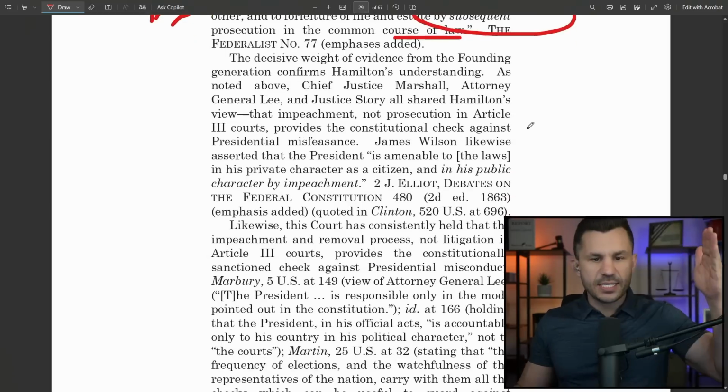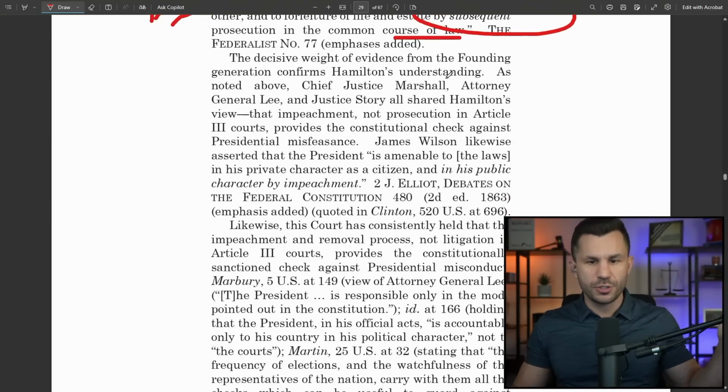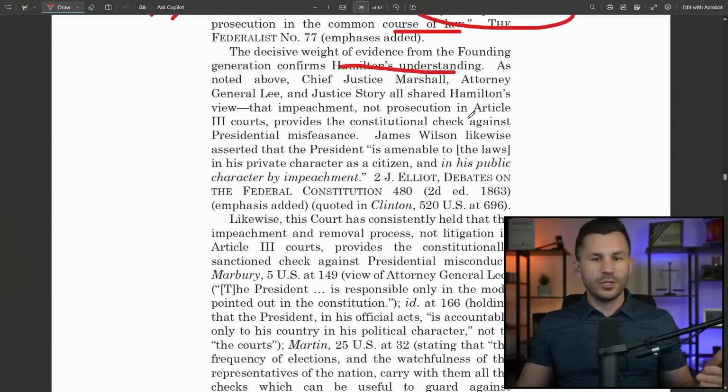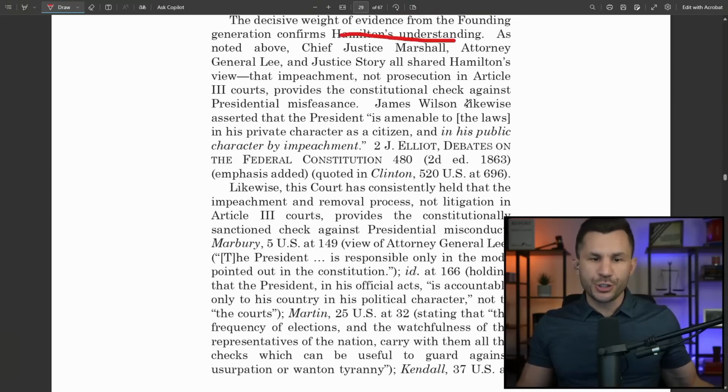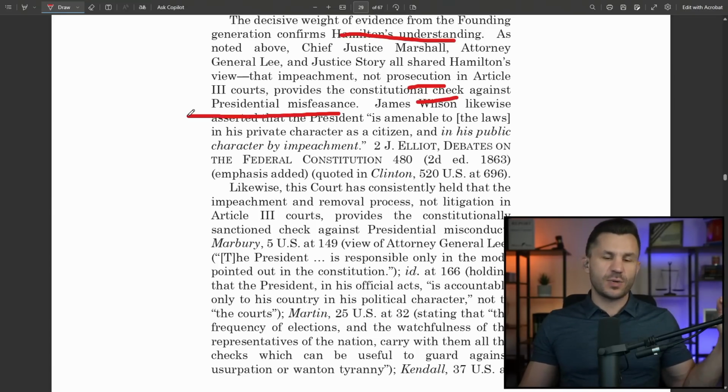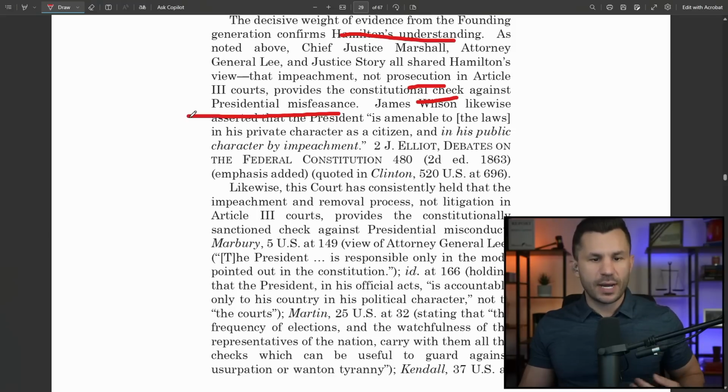Now, the decisive weight of evidence from the Founding Fathers and the Supreme Court also confirms what Hamilton said. As noted above, Chief Justice Marshall, Attorney General Lee, Justice Story, they all shared Hamilton's view. Impeachment, not prosecution in Article 3 courts, that was the constitutional check against presidential malfeasance. That's why they wrote it in there. James Wilson likewise asserted that the president is amenable to the laws in his private character as a citizen and in his public character by impeachment.